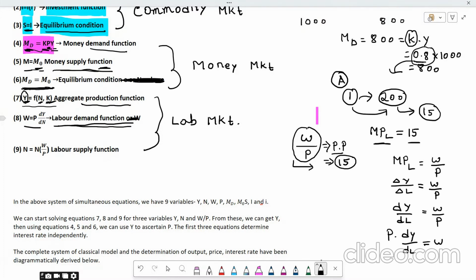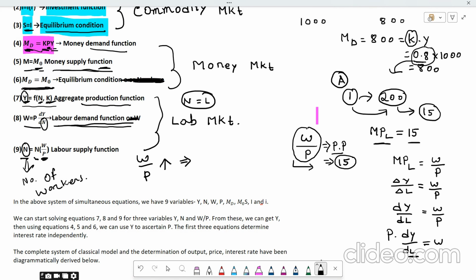And labor supply function. Labor supply N is the number of workers. Here L is not given, I have used L, but here N is given. N means number of workers, N and L are actually the same thing. So in the labor supply function, the number of workers willing to work is a function of the real wage. If the real wage is more, that means their purchasing power is more. With their received income, they can purchase more products.